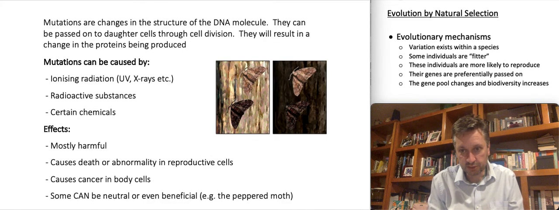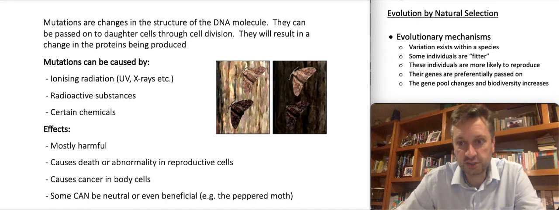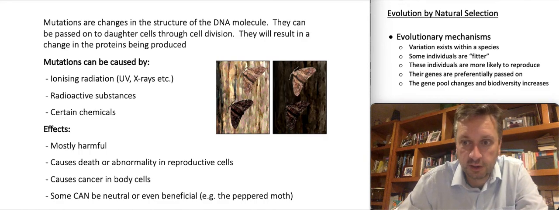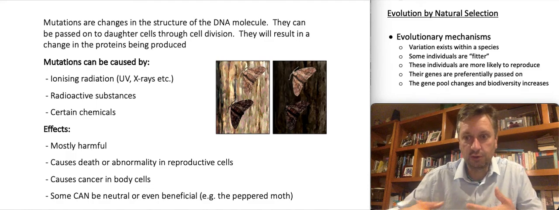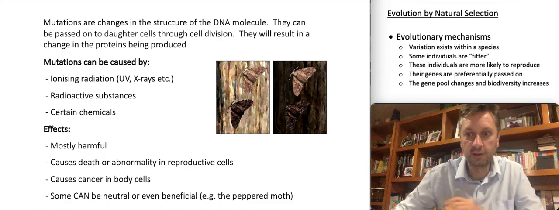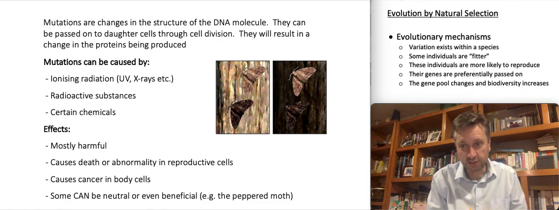Not really on the syllabus statements, but it's just worth stating what is the ultimate starting point for this variation that natural selection acts on. Well, it's mutation. Mutations are, I hope you know, changes in DNA that are usually actually not beneficial.